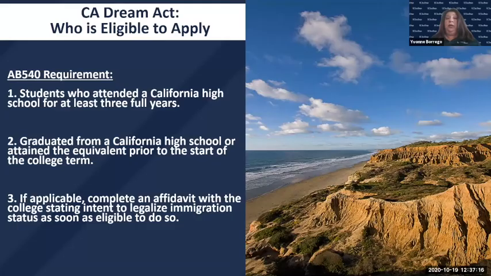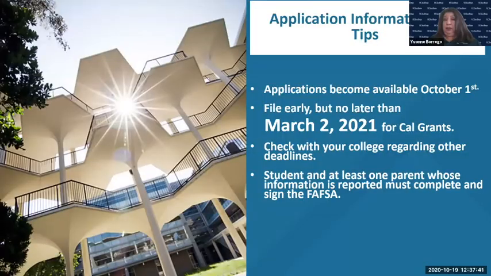AB 540 requirements: students who attended a California high school for at least 3 full years, graduated from a California high school or attained the equivalent prior to the start of the college term. If applicable, complete an affidavit with the college stating intent to legalize immigration status as soon as eligible to do so. There's a lot more information when you go to complete this, the Dreamer application, for that population of students, okay?